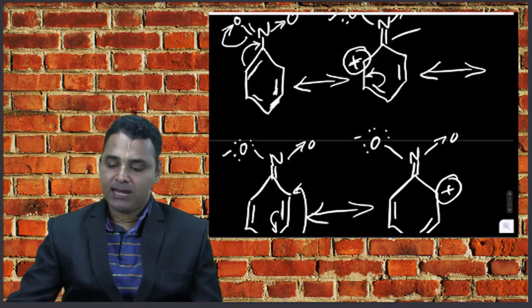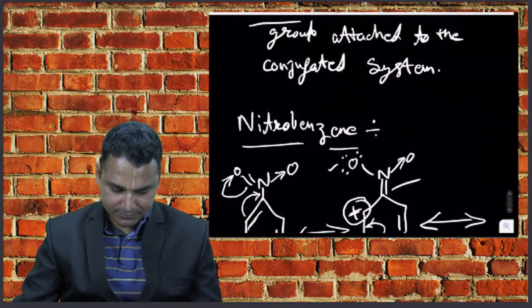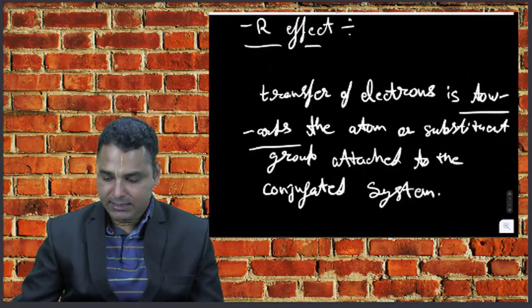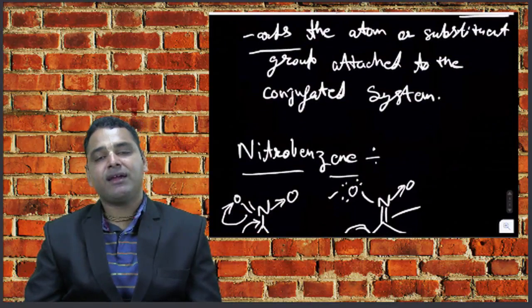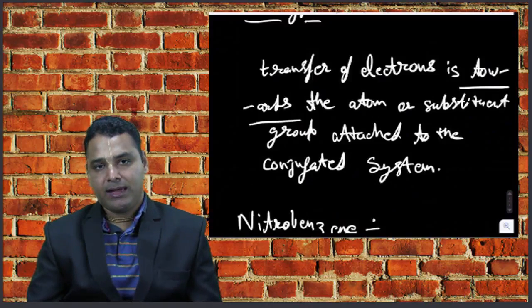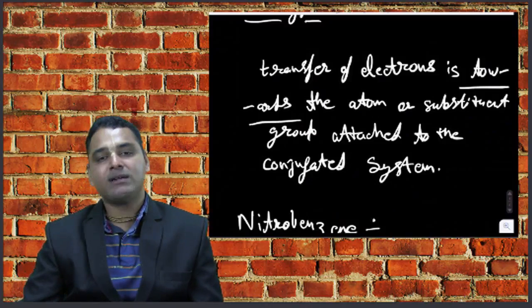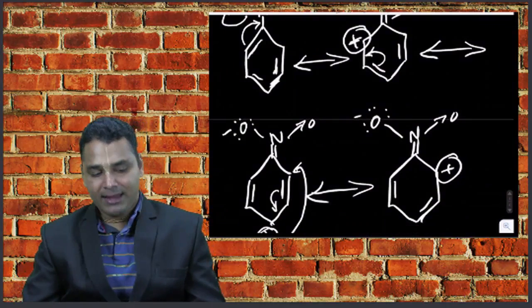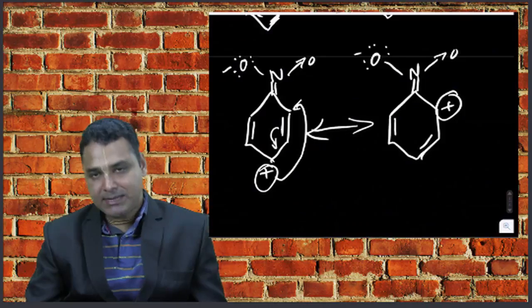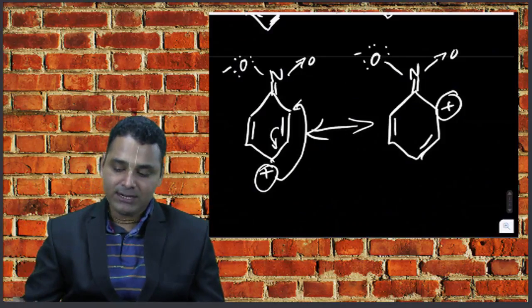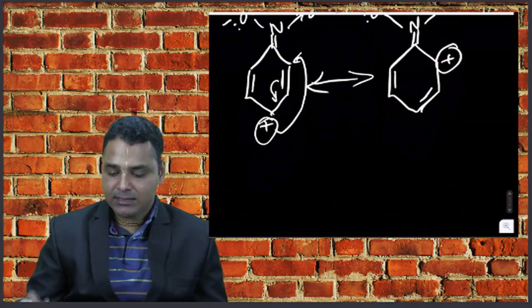Earlier in the plus R effect the density was increasing, and in the plus R effect it was away from the substituent group, and in the minus R effect it is towards the substituent group. So in this manner we have recognized some substituent groups. They show plus R effects and minus R effects. So we will see some examples here.